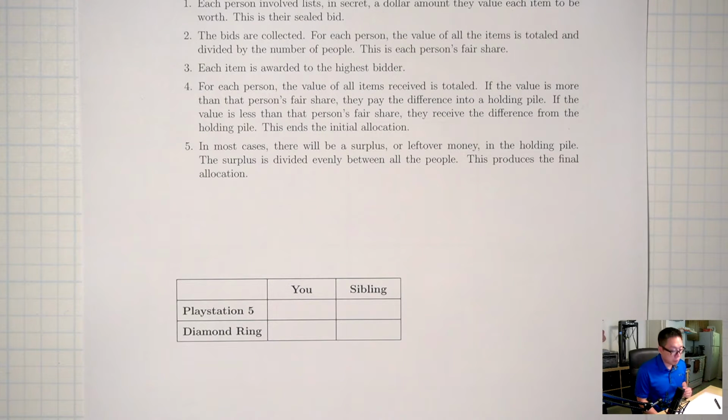So let me just give you an idea of how I would think about this if I were bidding on these items. PlayStation 5. So I know the PlayStation 5 costs $500. It's sold for $500. But I also know that it's hard to get right now. It's sold out everywhere. But I really want a PlayStation 5. So maybe the PlayStation 5 is worth to me more than $500, say $700, because I really want it.